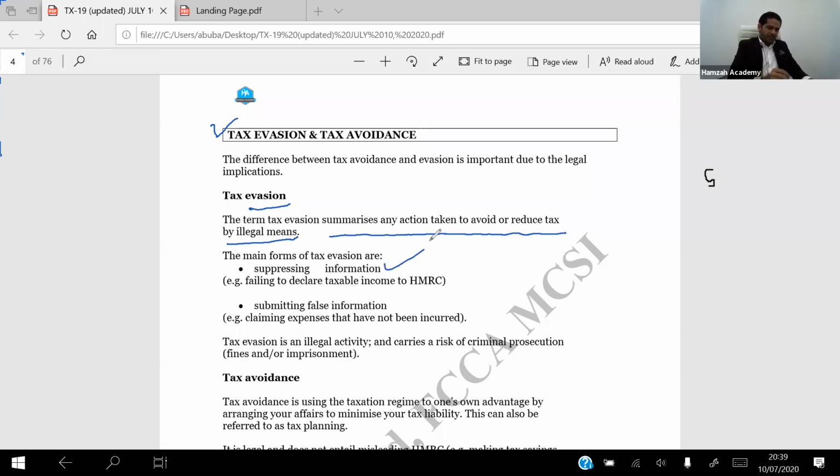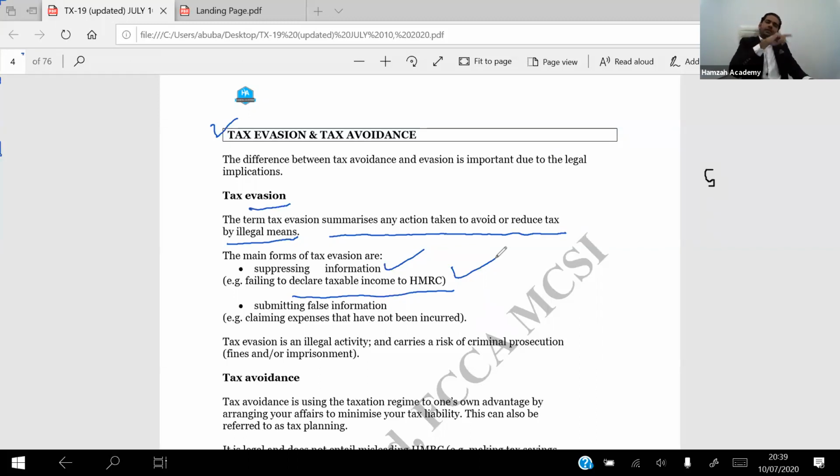Suppressing information, as I say, failing to declare taxable income is a very common mistake. Failing means you had the opportunity to give your income tax return within a prescribed time, but you didn't give it. You had the opportunity to declare your income, you didn't provide that information on time. It means you don't really want HMRC to know how much your income is, and that was a deliberate action. And tomorrow a taxpayer cannot really say, oh, I am so sorry, I forgot.